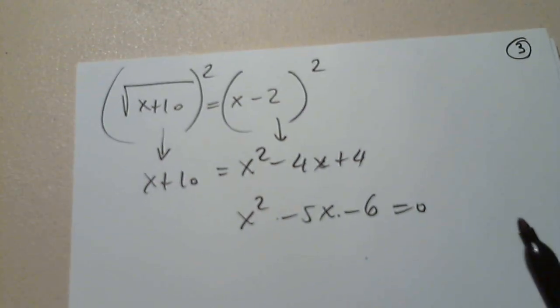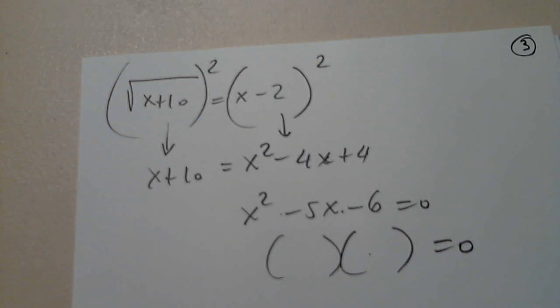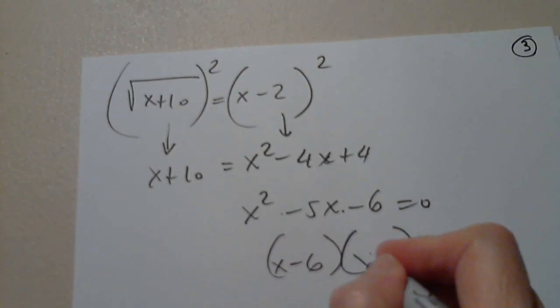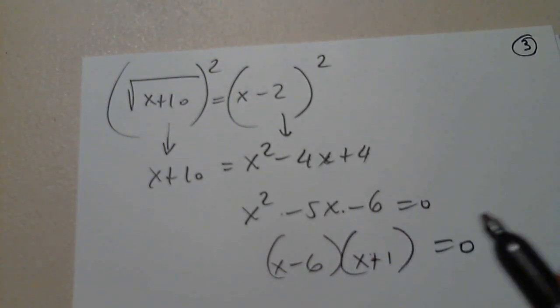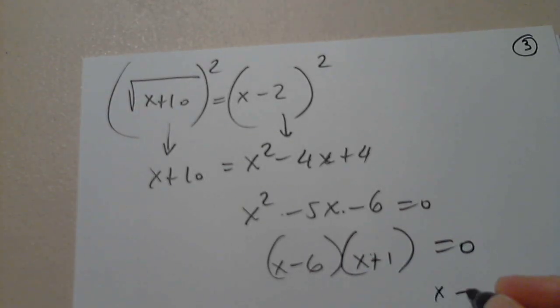You can use the apps, but there is no need. This is too easy. Anyone? Please. X minus 6, x plus 1. X minus 6 and x plus 1, because the product is -6 and the sum is -5. So then we get x equals and x equals. Very good.